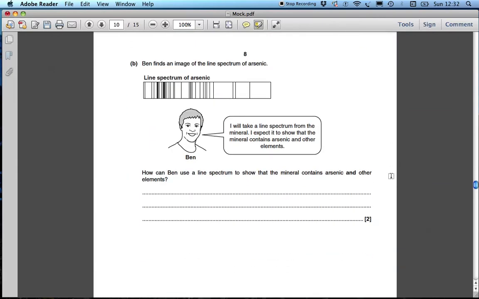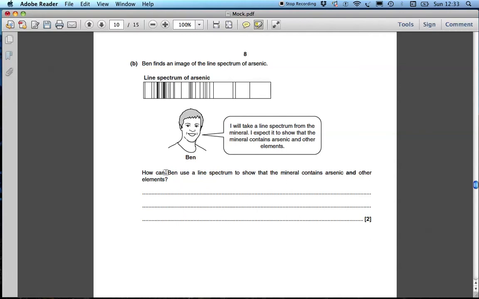This question, again, was not answered very well by a lot of people, and this is a line spectrum of arsenic. Okay, so we're not really concerned with the colours, we're concerned with the lines. Okay, so how can Ben use a line spectrum to show that the mineral contains arsenic and other elements? So let's separate it into 2 again. How can he show that it contains arsenic? Well, if the line spectrum of arsenic has the same lines as the line spectrum from the mineral, okay, if those lines match up, then there must be arsenic in there.